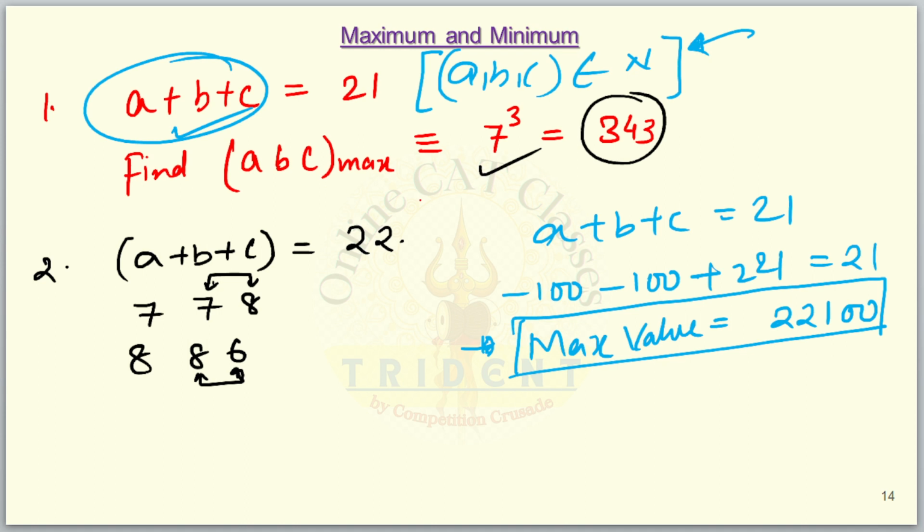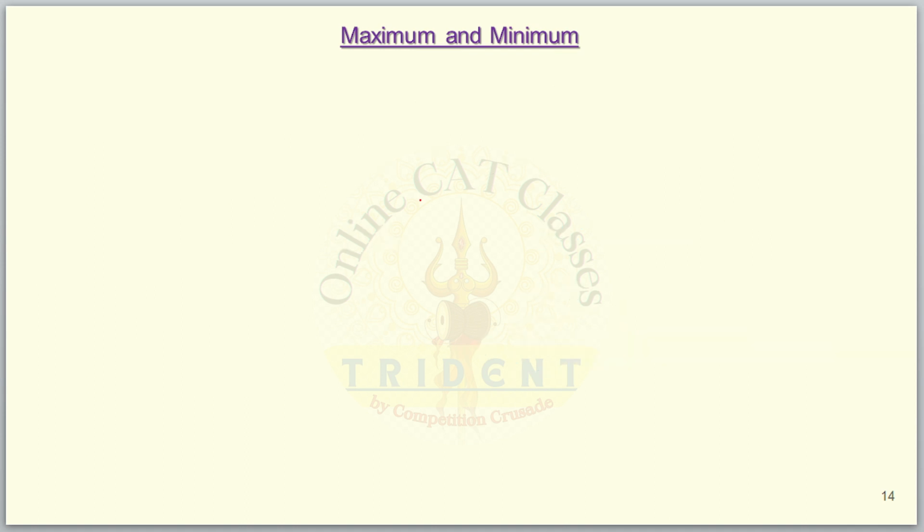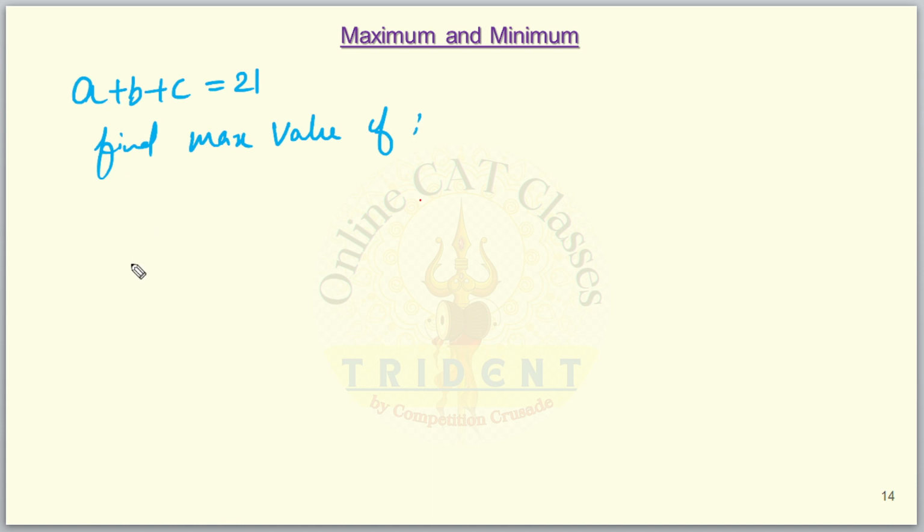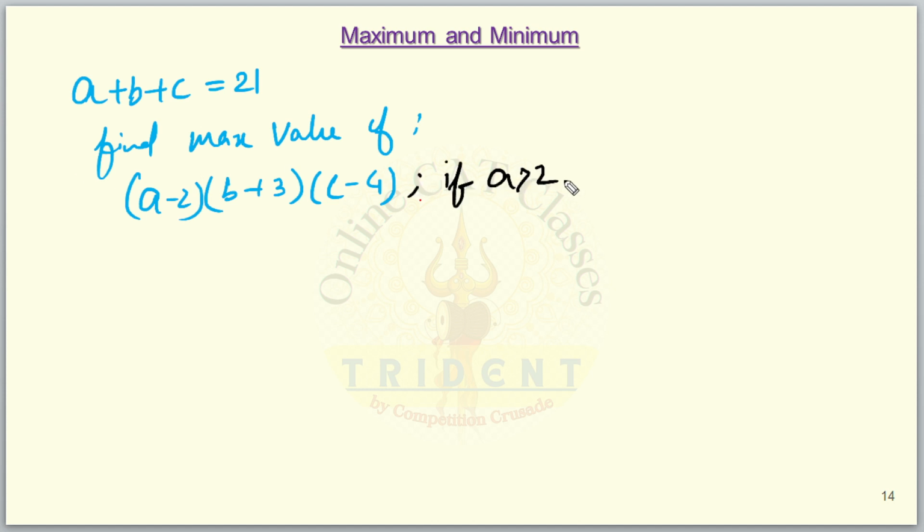Let's take a question. Let's try and understand. So the same pattern, A plus B plus C is 21 given, and you have to find the max value of the product of A minus 2, B plus 3 and C minus 4. I'll give you some time.